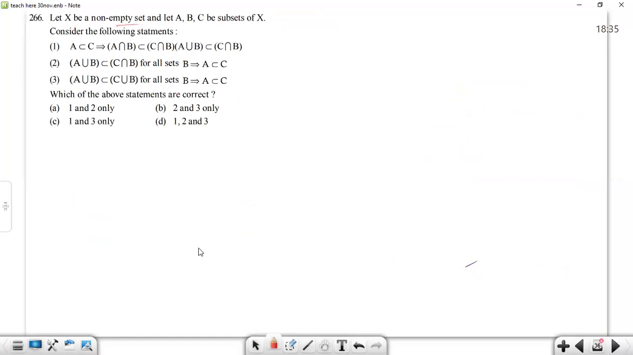So let X be a set. Actually, there is a little misprint in this question. The option 2 and 3 are the same. This question's drawing diagrams will take a lot of time, so I have drawn them separately.